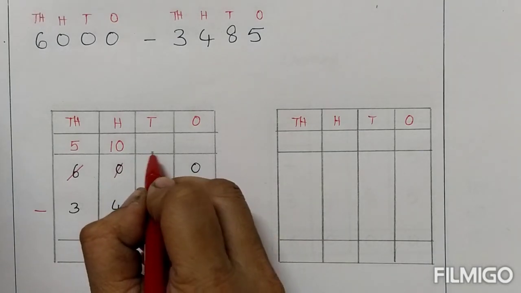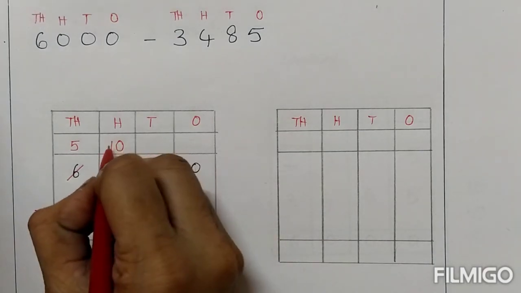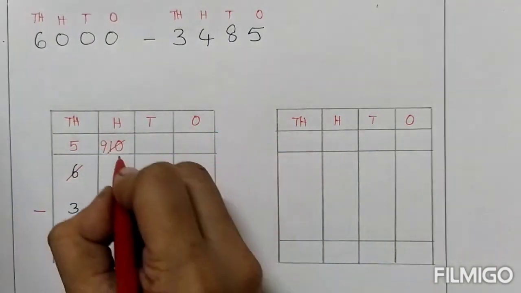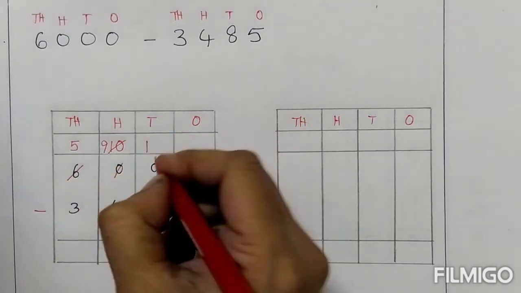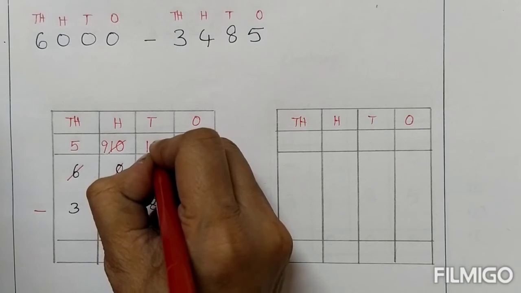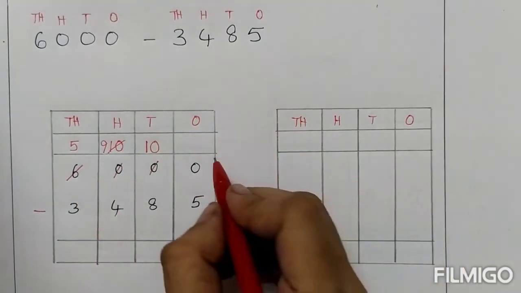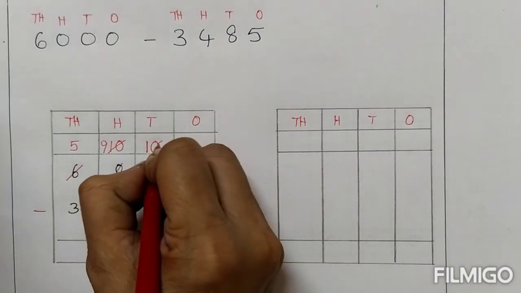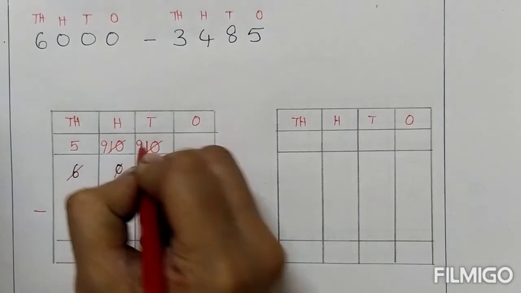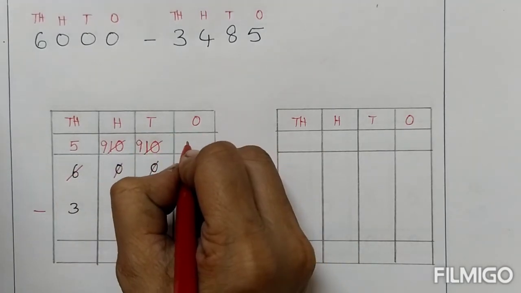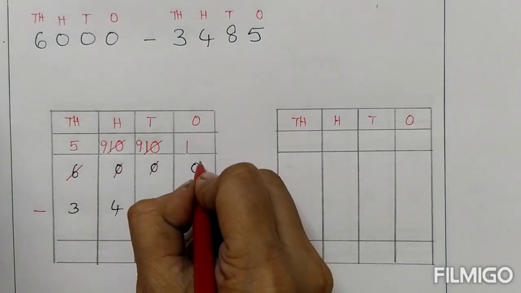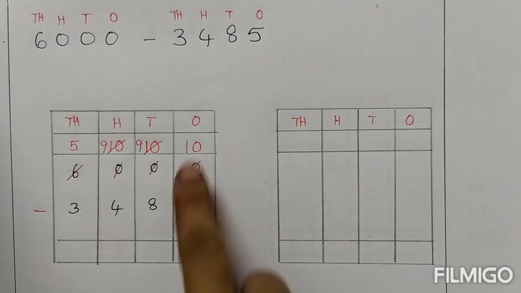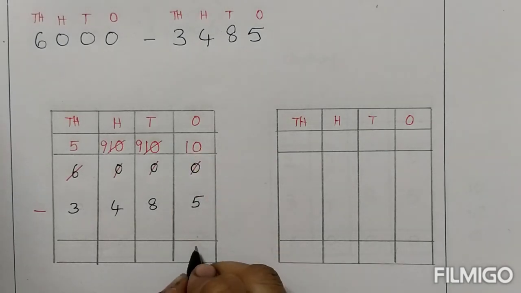Now tens column can borrow from hundreds column. After giving 1 to tens column, this becomes 9 and this 1 will sit in tens column. Now this number becomes 10 in tens column. Now for ones column, we can borrow from tens column. After giving 1, this becomes 9 and this 1 will sit in ones column and this 0 here. Now 10 minus 5 is 5.